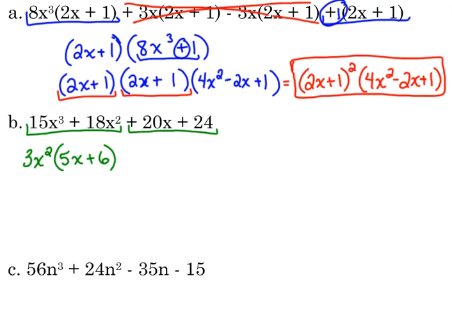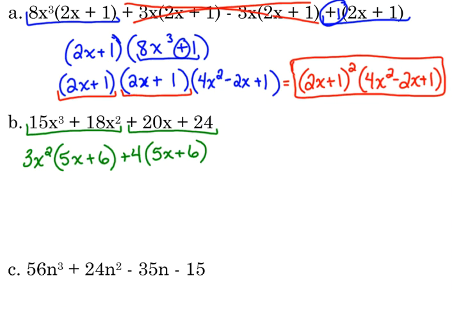Okay. Now we're going to look at the 20x and the 24. Their greatest common factor would be 4 and no variable. So when we take that out, we get 5x plus 6. So notice, now they have something in common. They both have 5x plus 6 as a factor. That is what should happen. When you factor by grouping, you should always get the same binomial. Okay, you should always get that same expression right there.